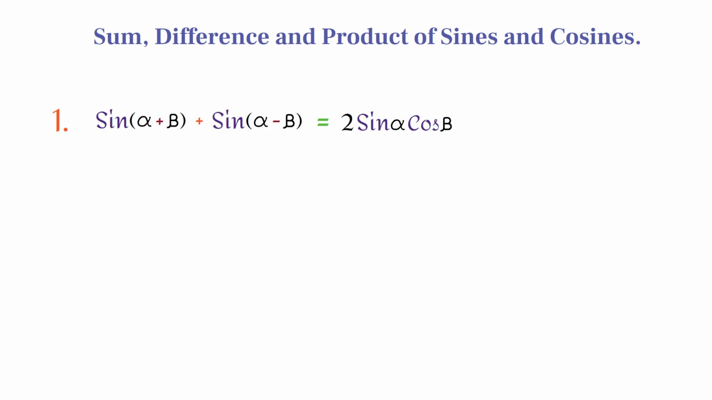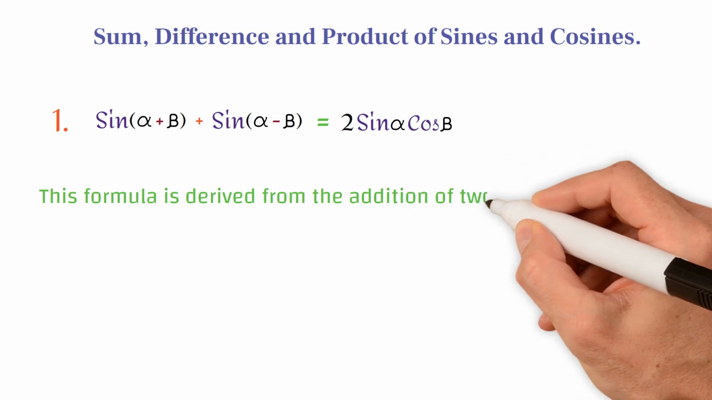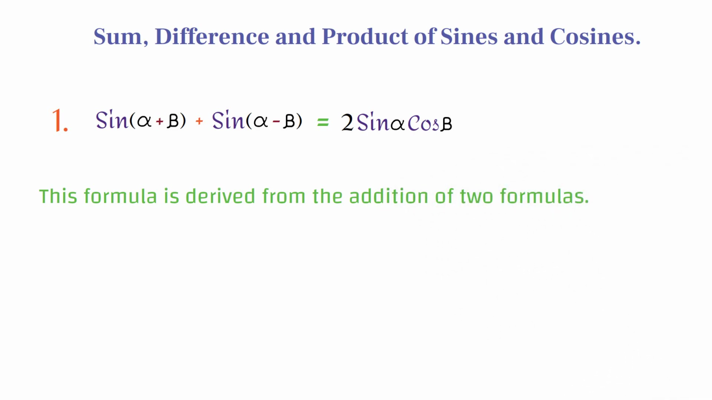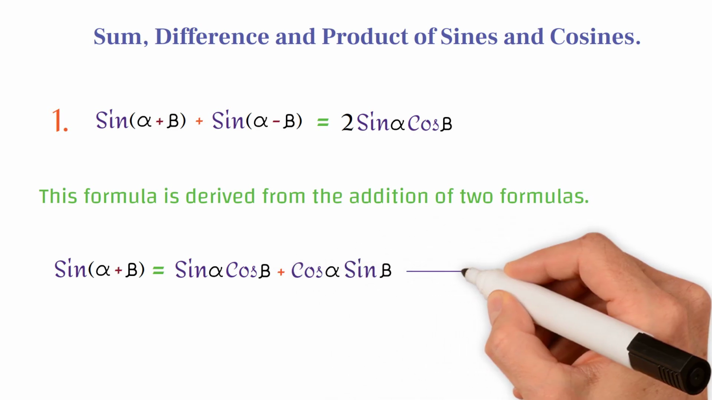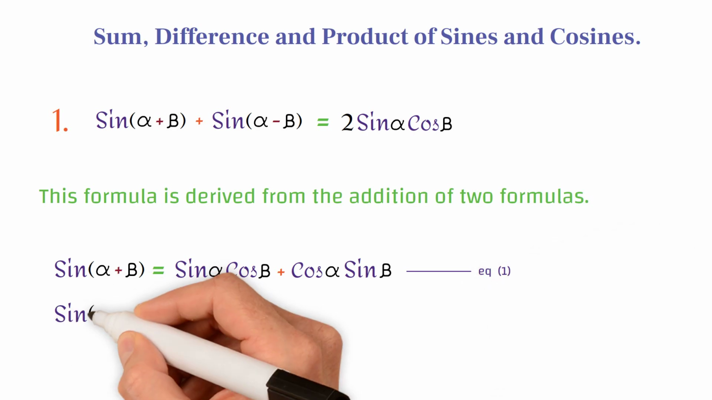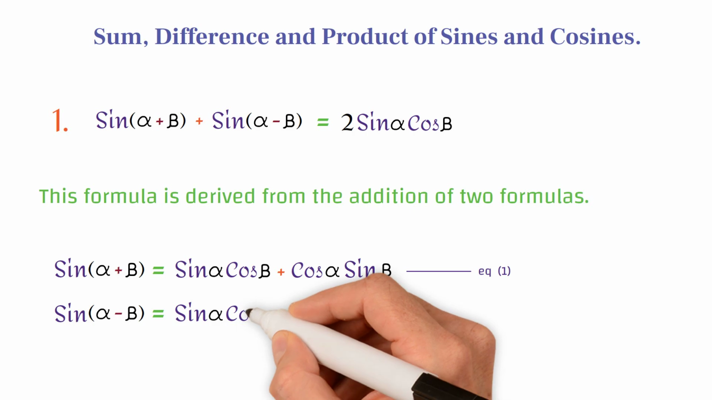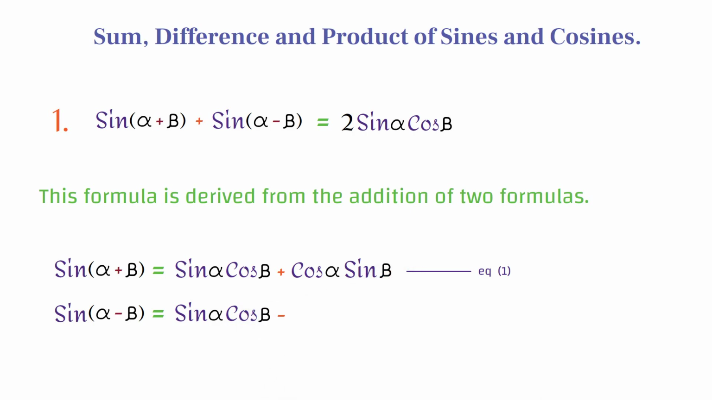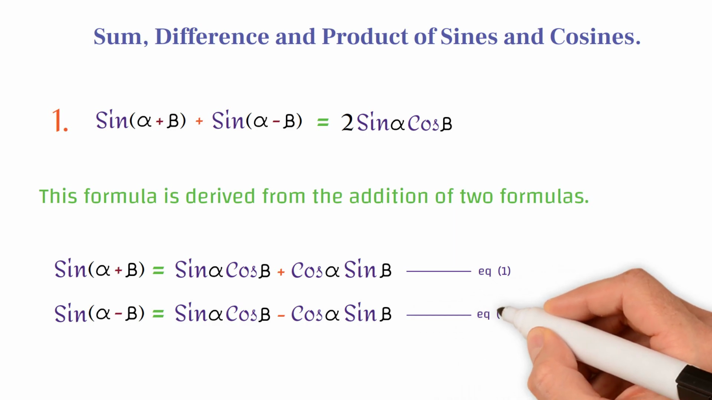Now we can see that this formula is derived from the compound angle formulas of sin(α+β) and sin(α−β). The first one, sin(α+β), is equal to sin α cos β plus cos α sin β. Let's call it equation number 1. The second formula will be sin(α−β), which gives us sin α cos β minus cos α sin β. We'll call this equation number 2.